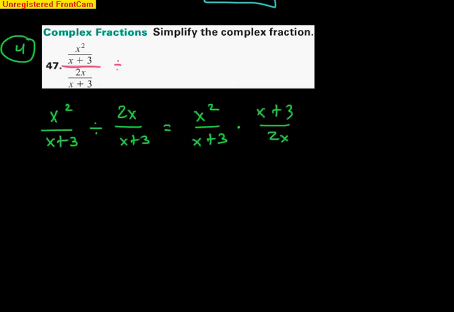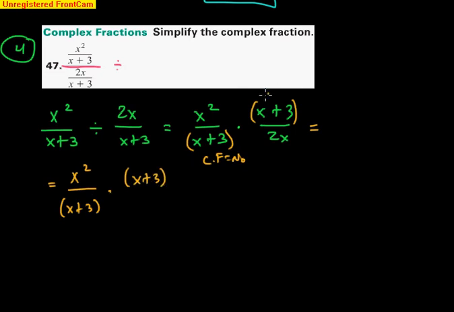X plus 3 over 2x. And now everything that has a plus sign, put parentheses. X plus 3, x plus 3. And now we don't even look at the non-parenthesis things. X squared I don't even look at. X plus 3, common factor. No number, no x, no common factor. X plus 3. X plus 3 over here. Same thing, right? We just said no common factor for the x plus 3 over 2x.